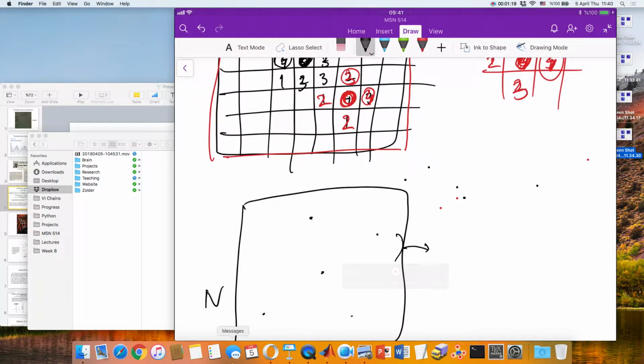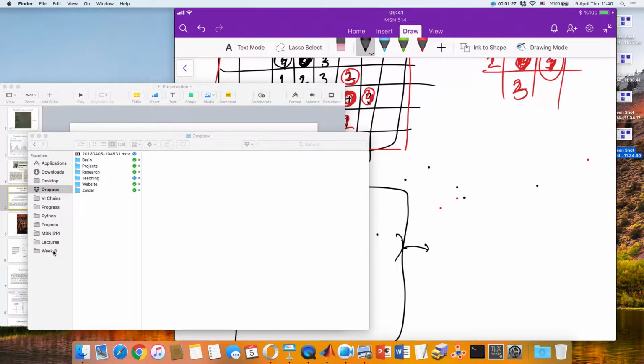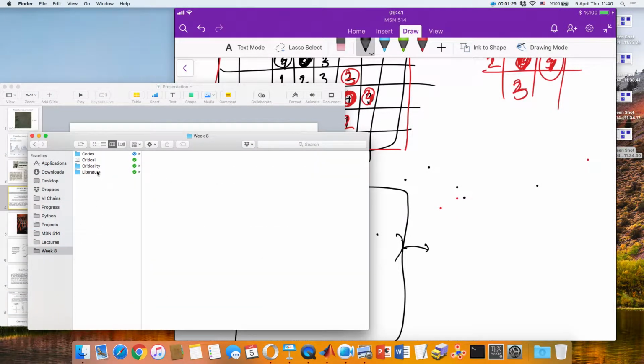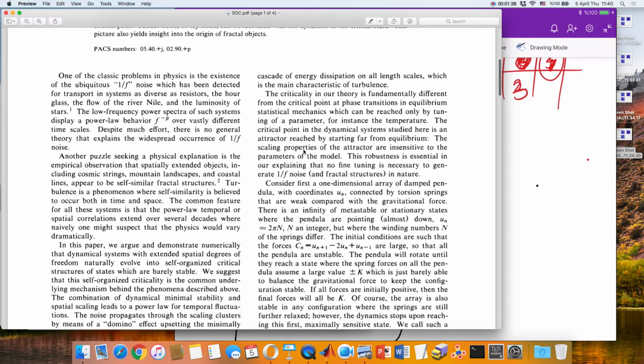Okay, so I was going to look at the paper, right? I think. This is the original paper.